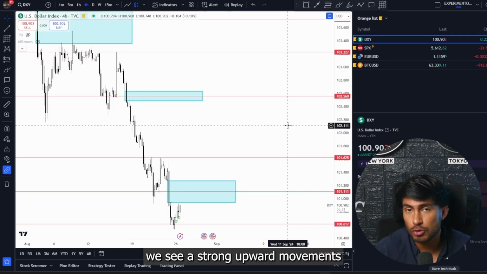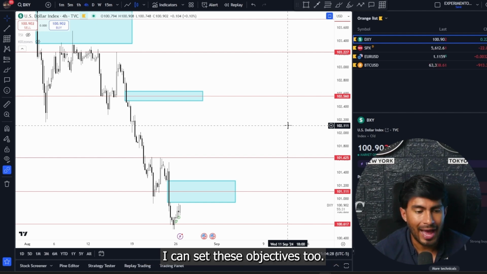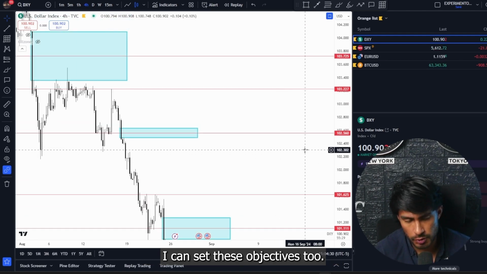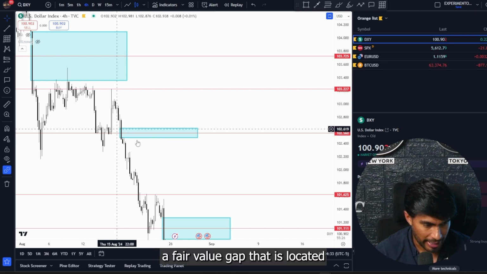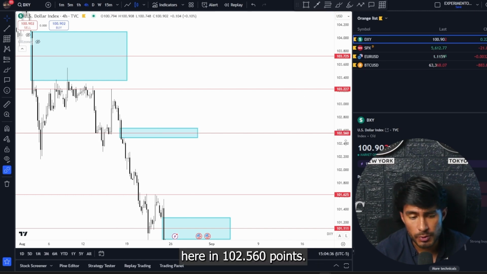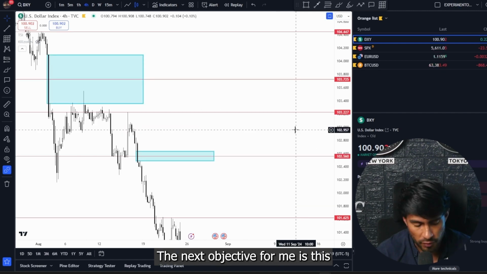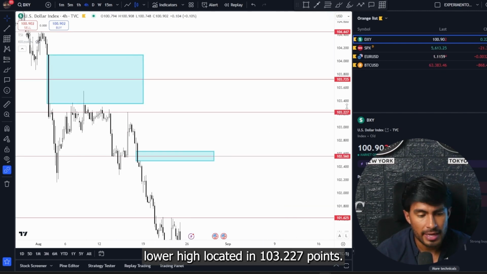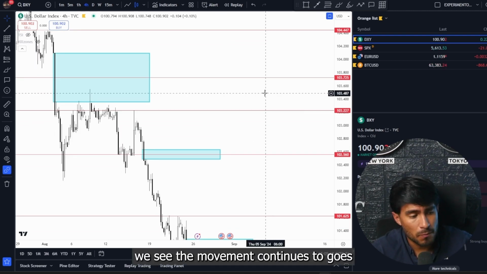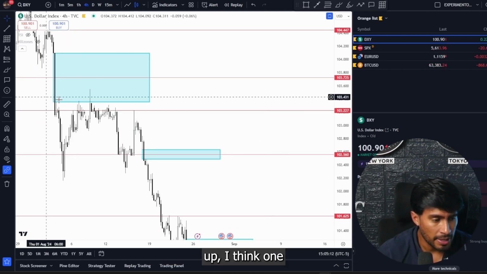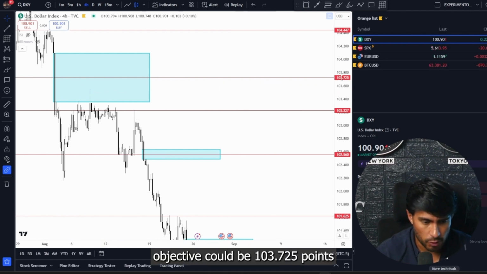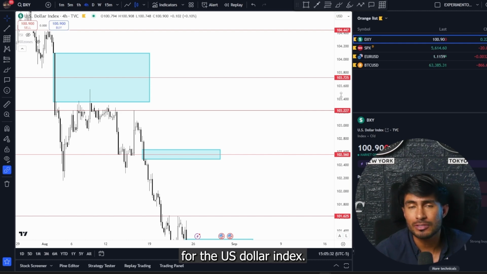Finally, if we see a strong upward movement, I can set these objectives too. First one is a fair value gap located here at 102.560 points. The next objective for me is this lower high located at 103.227 points. And well, if we see the movement continues to go up, I think one objective could be 103.725 points for the US dollar index.